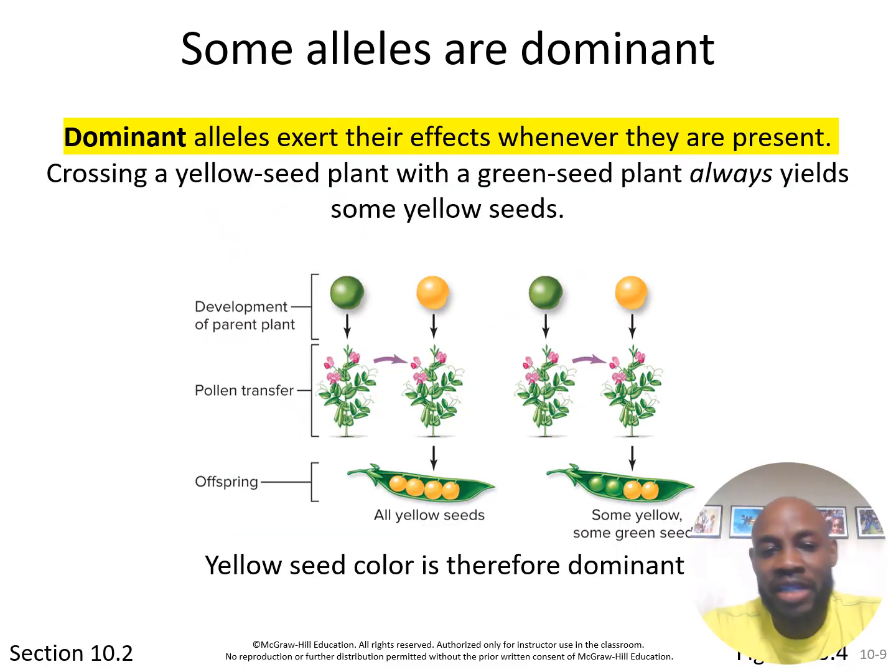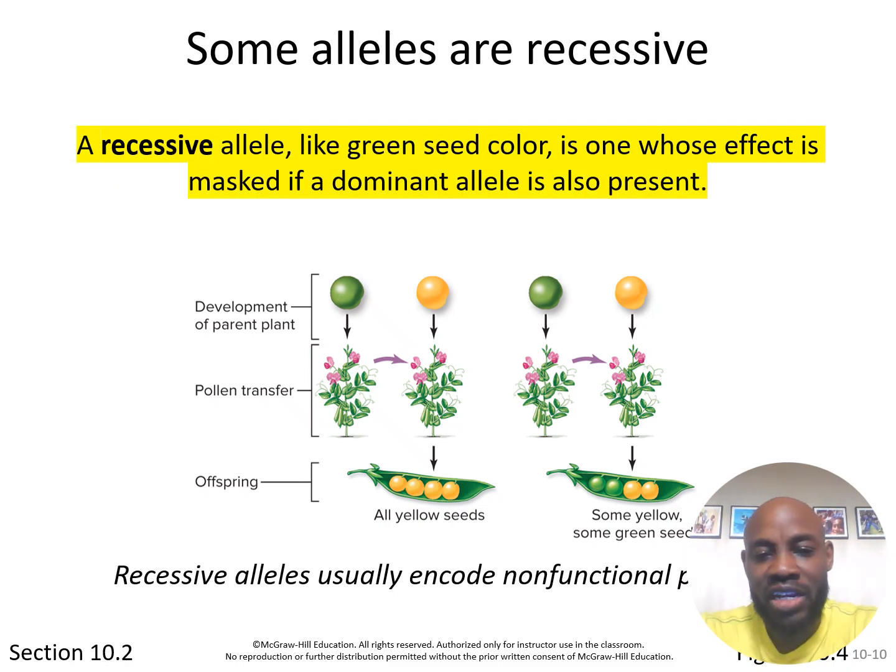Some alleles are dominant, and that's what he discovered in his research. Dominant alleles exert their effects whenever they are present. Crossing a yellow seed plant with a green seed plant always yields some yellow seeds. Therefore, the yellow seed color is dominant, whereas the green color is considered recessive. Recessive alleles usually encode something that is not functional or not as functional, so it gets dominated by the other allele.